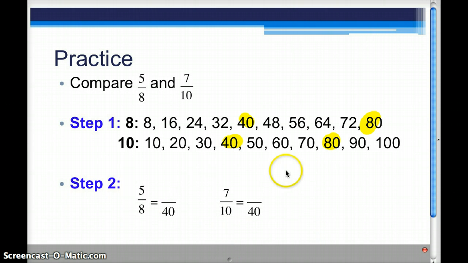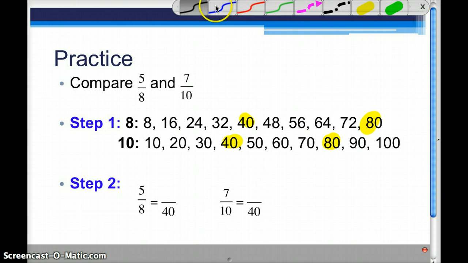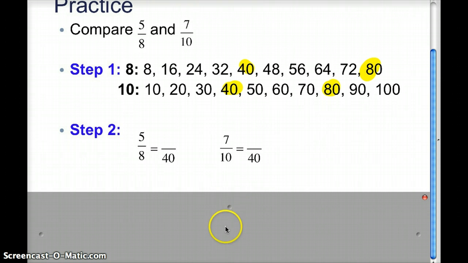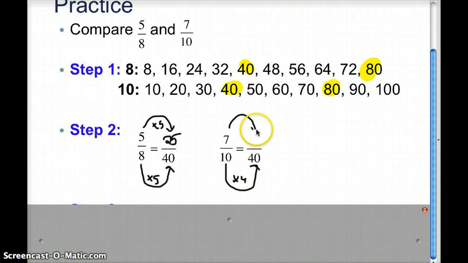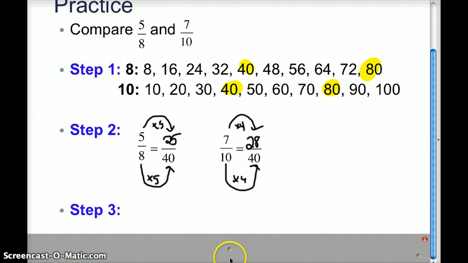Now let's find equivalent fractions. How am I going from 8 to 40? I'm multiplying by 5. So I need to multiply my numerator by 5. 5 times 5 is 25. For 7/10, I want to find an equivalent fraction with 40 in the denominator. How do I go from 10 to 40? I multiply by 4. So I need to multiply my numerator by 4. 7 times 4 is 28.